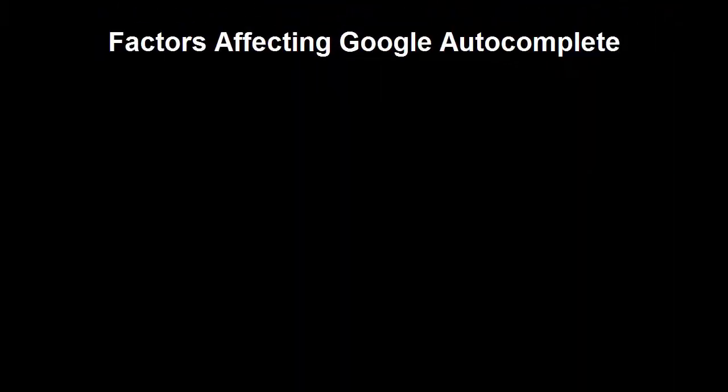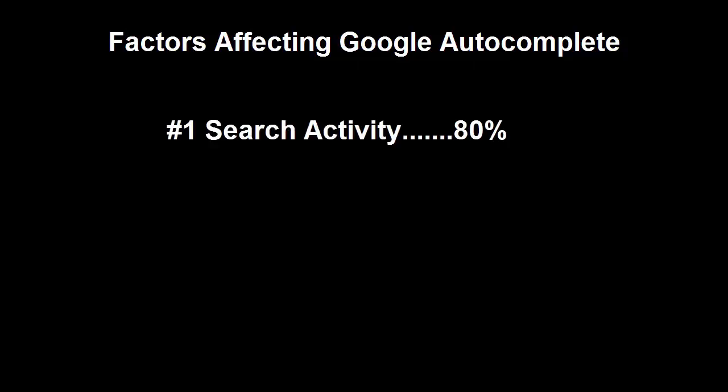Now, in my experience of several years dealing with autocomplete and fixing autocomplete problems for clients, the number one factor that influences what we see in Google Autocomplete is search activity. I would say this is probably 80% of the algorithm. I would say that content makes up about 15% of the algorithm, and that accounts for how a negative suggestion might appear following your name or your company name in the first place.